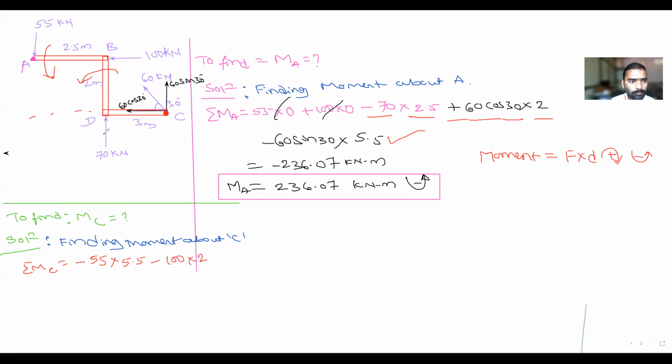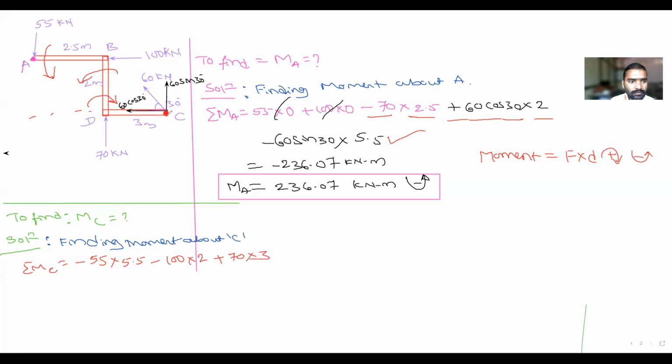Okay. Next, D point. It is in the vertical direction. When it is acting vertically, is the entire body moving clockwise or anti-clockwise? Clockwise, plus. Tell me, 70 kilonewton into how much is the distance between D and C? It is 3 meter.